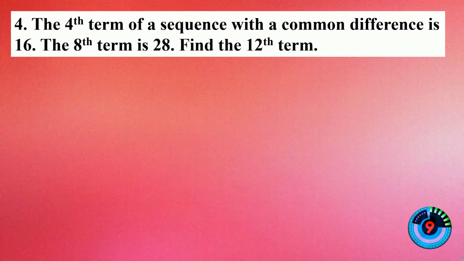Question number 4. The fourth term of a sequence with a common difference is 16. The eighth term is 28. Find the 12th term. So here we have the fourth term as 16 and the eighth term as 28. We need to find the 12th term. The fifth, sixth and seventh terms we don't know. We just know the fourth and the eighth term. Let us look at the solution.